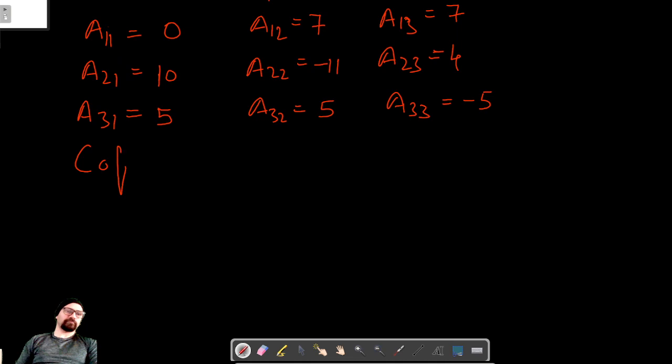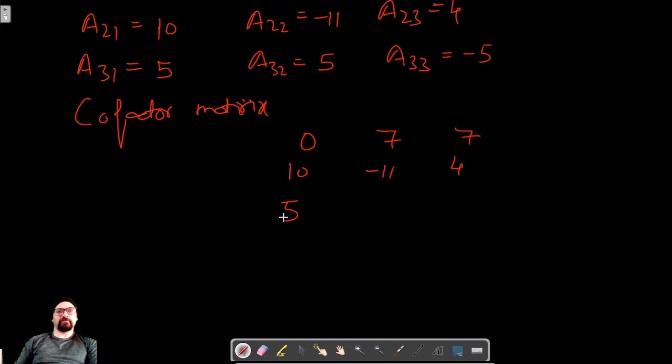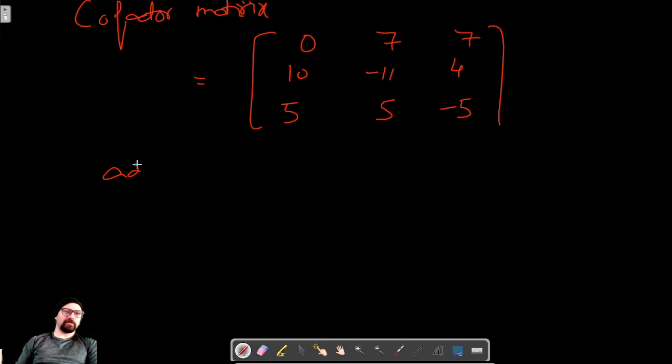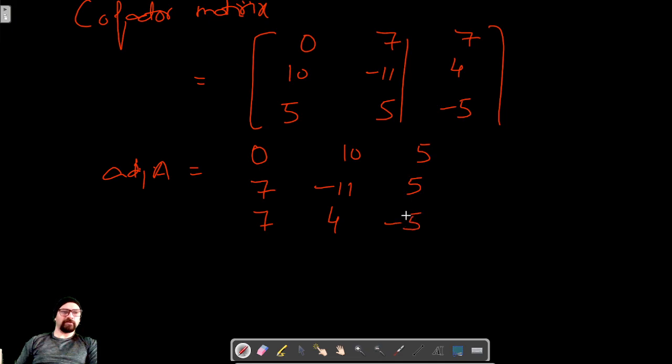Okay, now our cofactor matrix is 0, 7, 7, 10, minus 11, 4, 5, 5, and minus 5. This is the cofactor matrix, and we have to find the adjoint of A, which is its transpose. So this is 0, 10, 5, 7, minus 11, 5, and 7, 4, minus 5. And this is our adjoint.